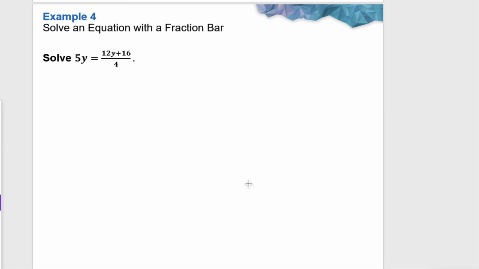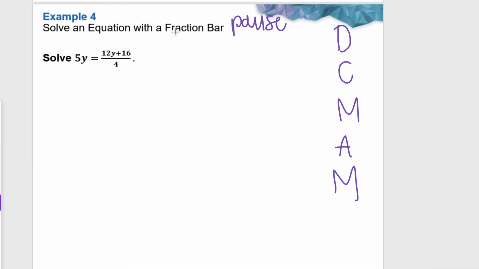Example 4 could be a little tricky. If you can try this one on your own, go ahead. I'm going to give you a chance to pause here. Think about your steps, and when you're ready to check, go ahead and click play.